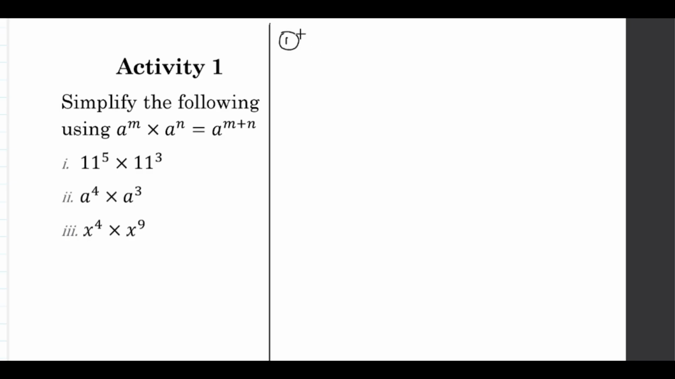Number one, 11 raised to power 5 multiplied by 11 raised to power 3. So you simply add the powers. 11 raised to power 5 plus 3. 5 plus 3 is 8, so that will be 11 raised to power 8. That's the answer.